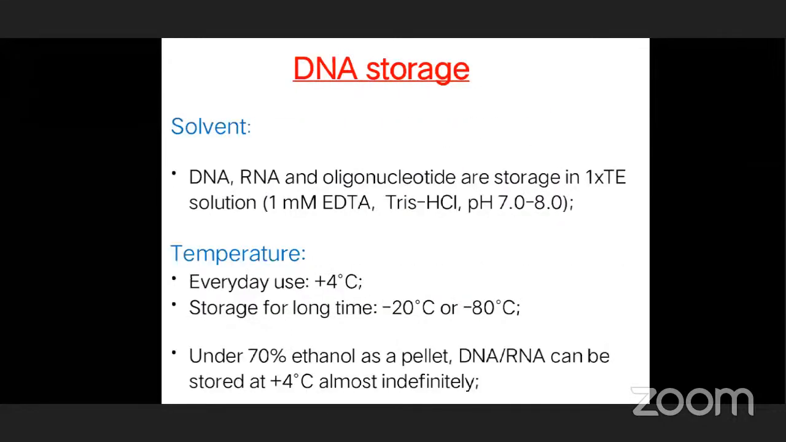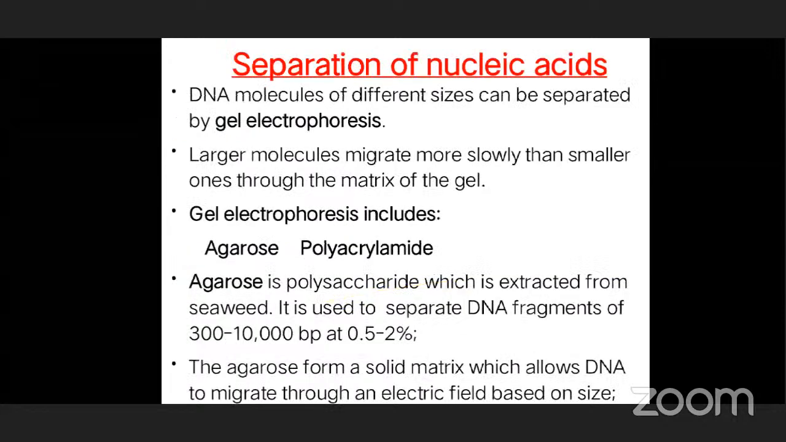Okay, how to separate the DNA? Separation of nucleic acids: DNA molecules of different sizes can be separated by gel electrophoresis. This part will be completed after this lecture, the electrophoresis technique. Large molecules migrate more slowly than smaller ones through the matrix of the gel. The migration depends on the charged particles. Large molecules migrate slowly and smaller molecules migrate faster. This is the separation of the DNA.